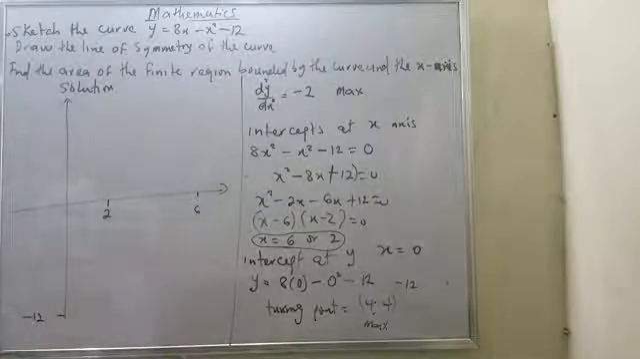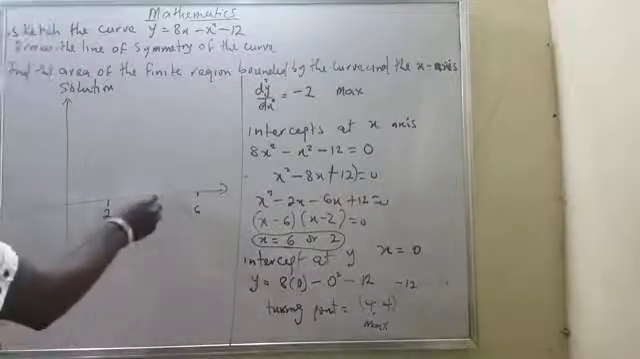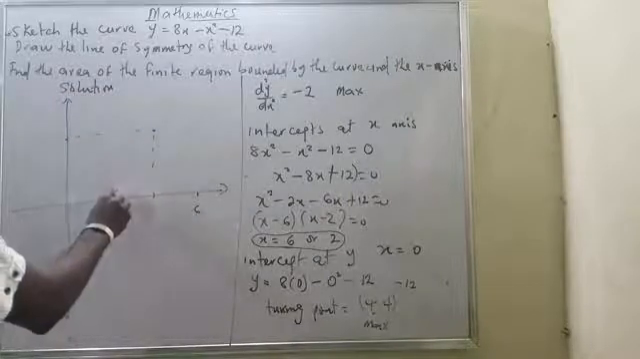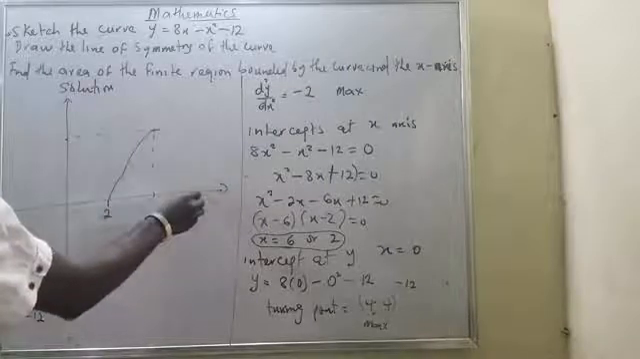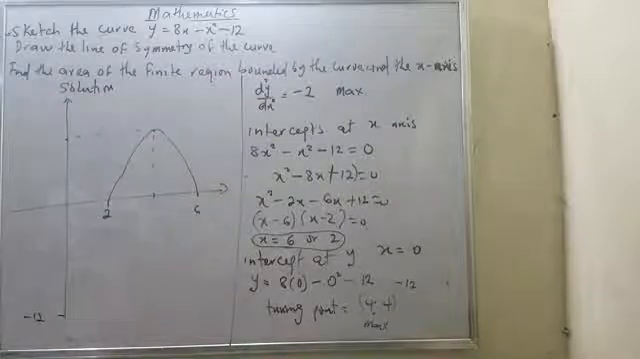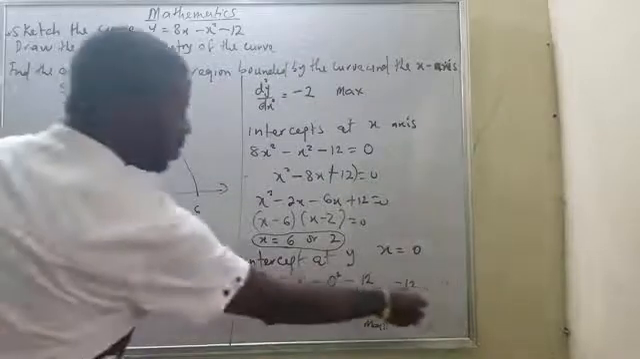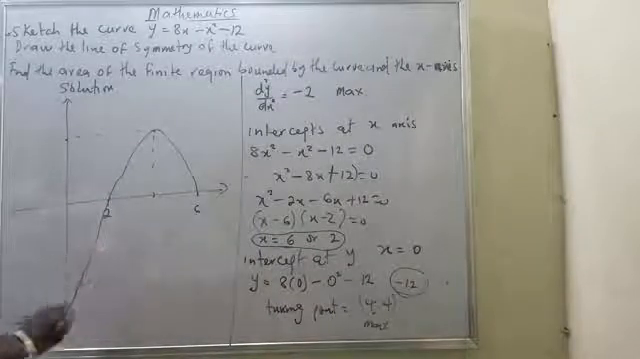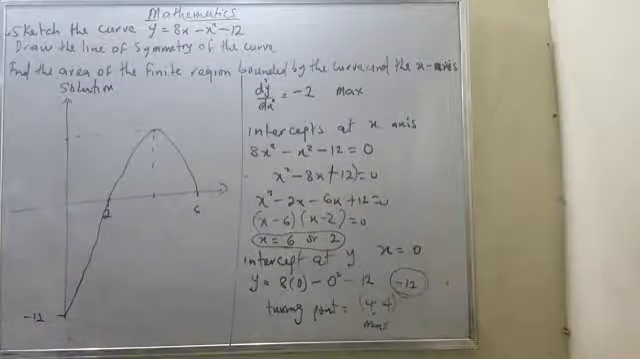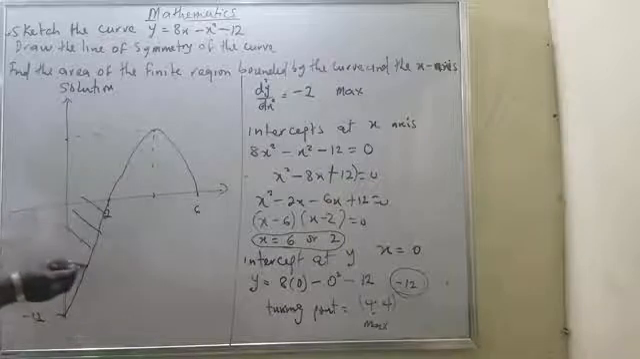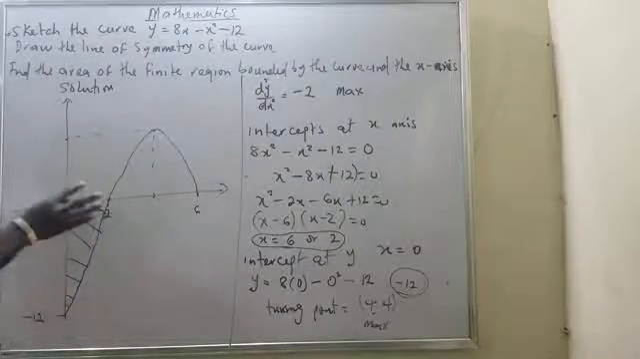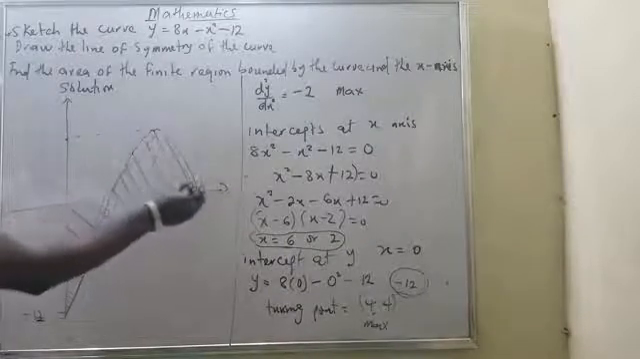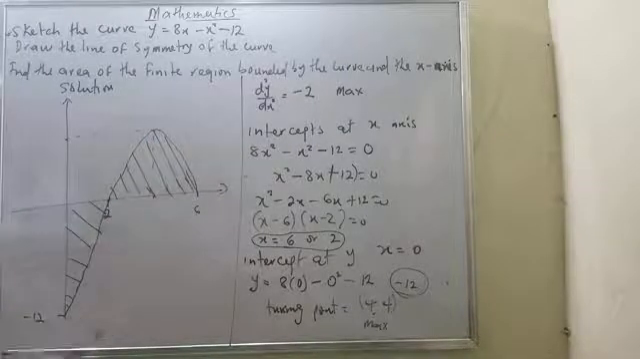And the next thing we are talking about is the turning point. My turning point is 4 and 4. This will be 4 and 4. It's a coordinate. It means it will come here and come here. That is my 4 and 4. Now, at minus 12, it intersects at minus 12. Sorry, I'm sketching, I'm not plotting. Take note of that. Now, the area I'm talking about is here. That is the area bounded. That is the area. That is all.